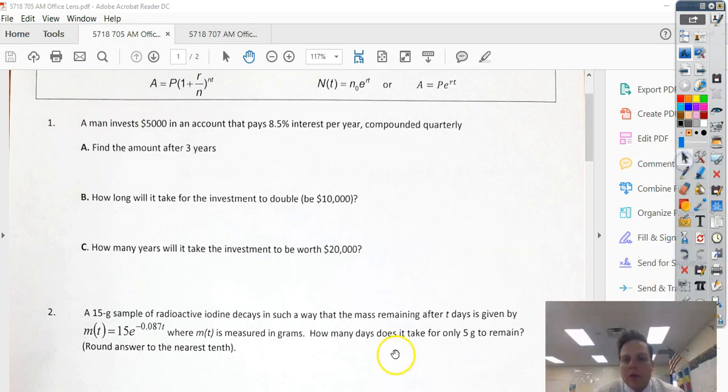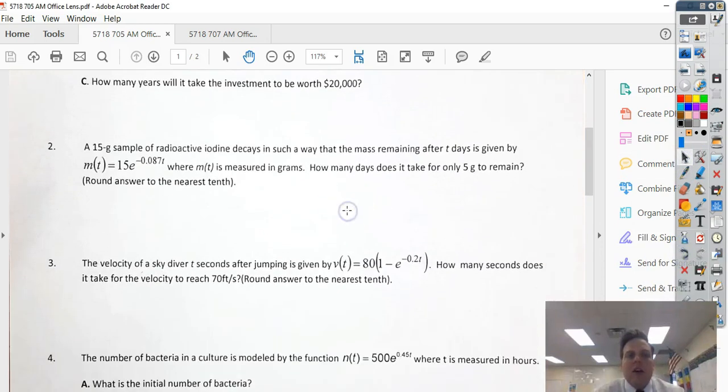All right, problem number 2. It says a 15-gram sample of radioactive iodine decays in such a way that the mass remaining after t days is given by this function, where m of t is measured in grams. How many days does it take for only 5 grams to remain? So look, it wants you to get t when m of t is 5. And look, it says round answer to the nearest tenth. So it's asking for a very specific answer.